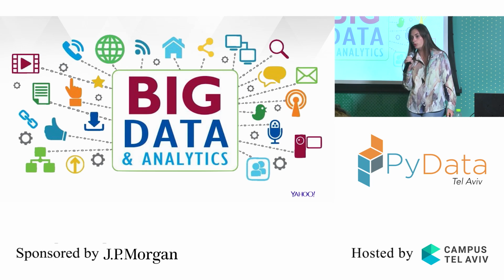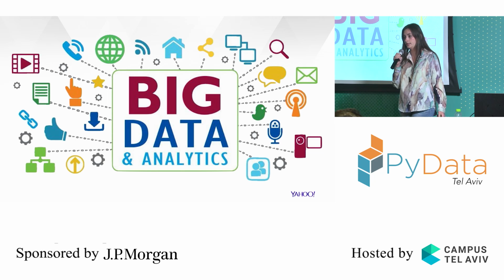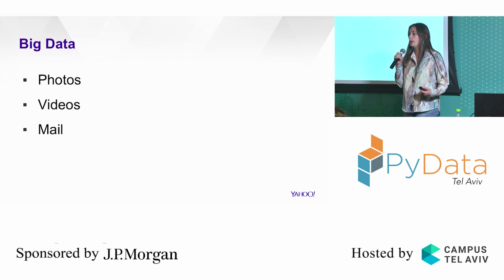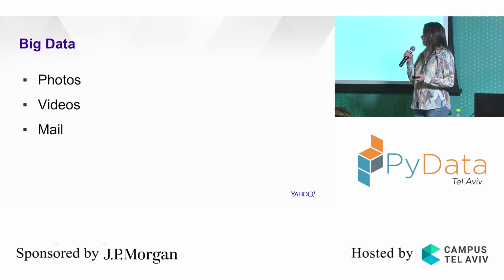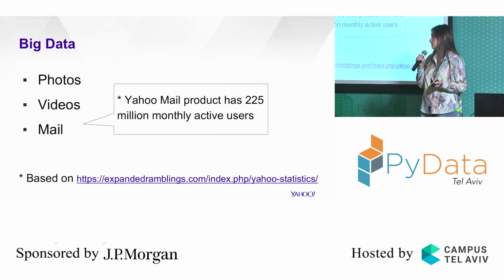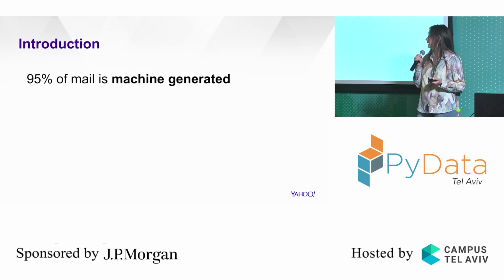Okay, so in Yahoo Research, we do big data analytics. So what are the big data sources in the world? We have the obvious images and videos, but also mail. In Yahoo Mail, you have around 225 million monthly active users, and it's a large scale. But why do we focus on machine-generated mail in our projects? Mainly because it's more than 95% of your inbox.